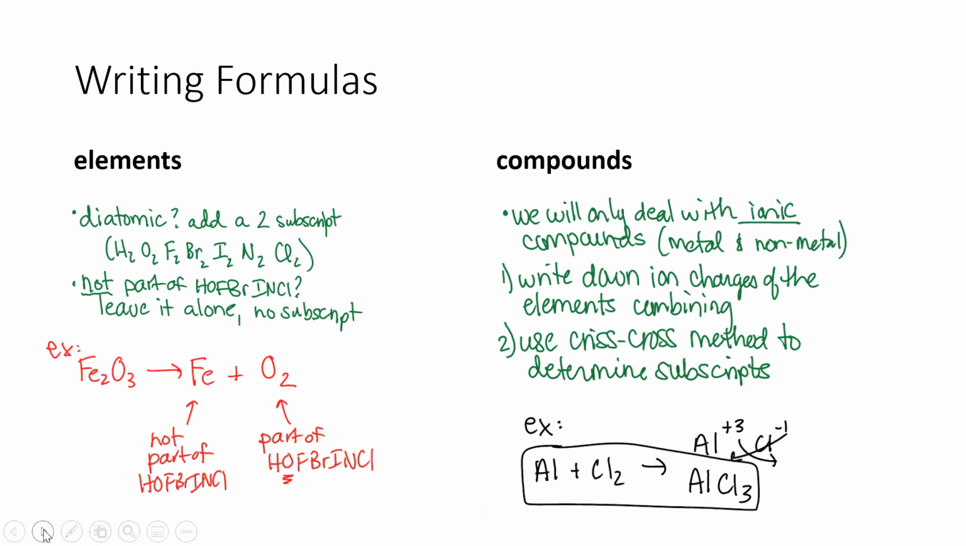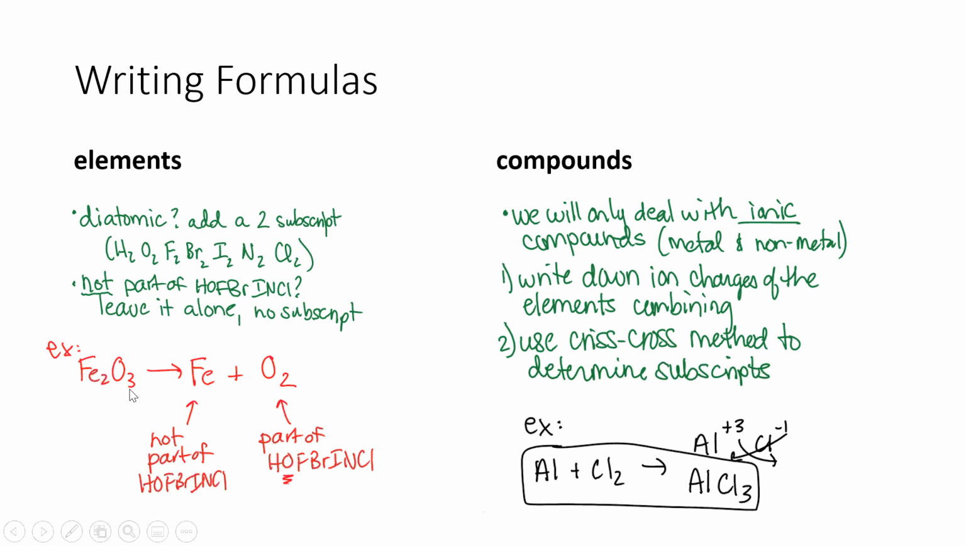When you predict the products of a reaction, you're either going to be writing the symbols for an element or a compound. If you're writing the formula for an element, you want to ask yourself, is this element diatomic? If it's part of the Hofbrinkel, then it's diatomic, you add a 2 subscript to it. If it's not part of the Hofbrinkel, leave it alone, no subscript needed. Here's an example right here.